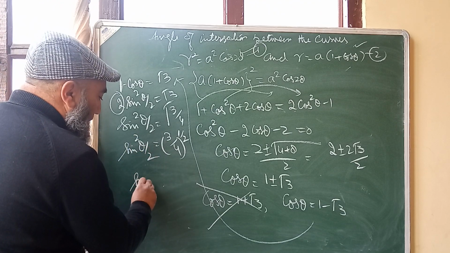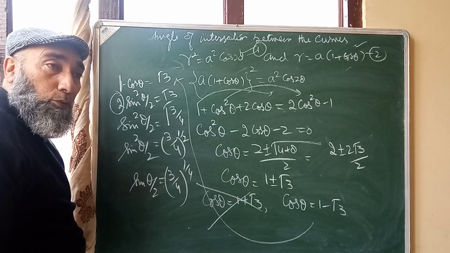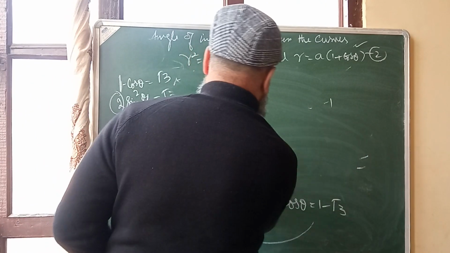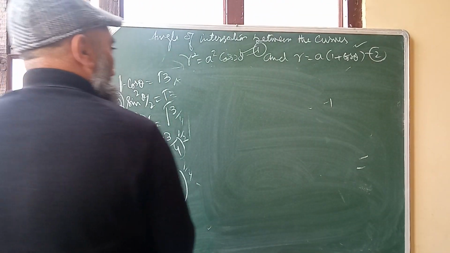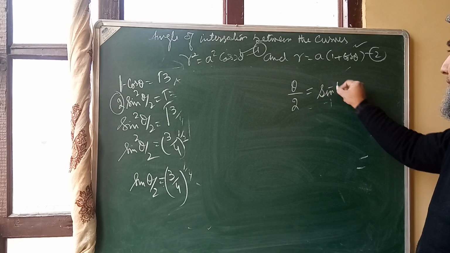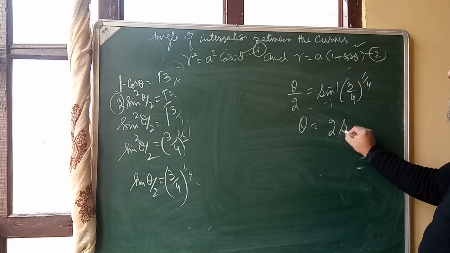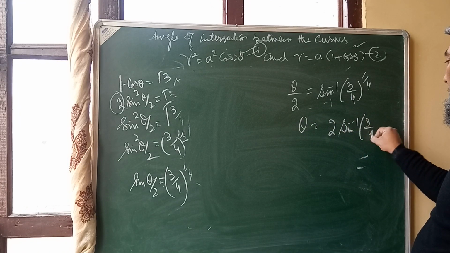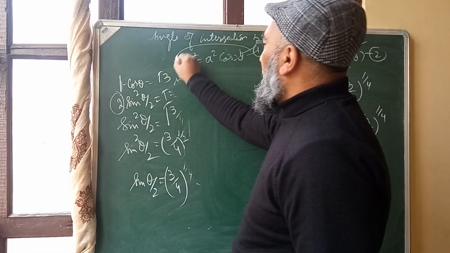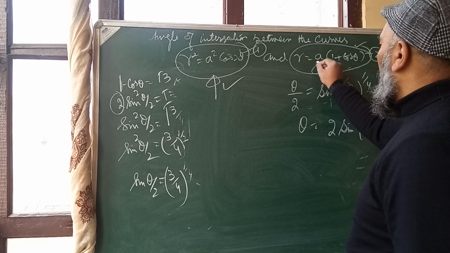But what about sine? Sine theta by 2 is root 3 by 4 raised to the power 1 by 2, taking the power 1 by 2 on both sides. So what is theta? Theta by 2 is sine inverse of root 3 by 4 raised to the power 1 by 2. So your theta is twice sine inverse of root 3 by 4 raised to the power 1 by 2. This is theta. Now you have already seen what is phi for this function.